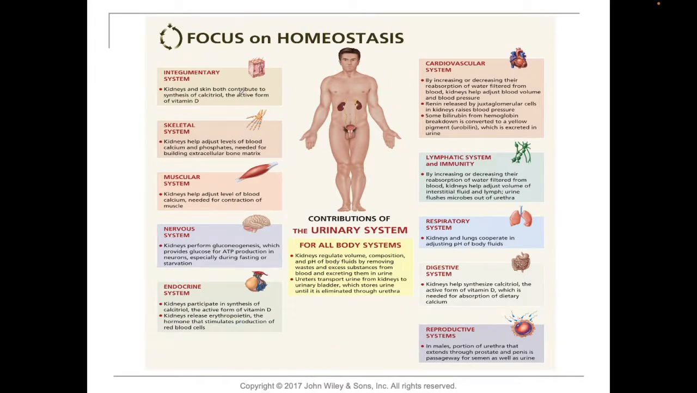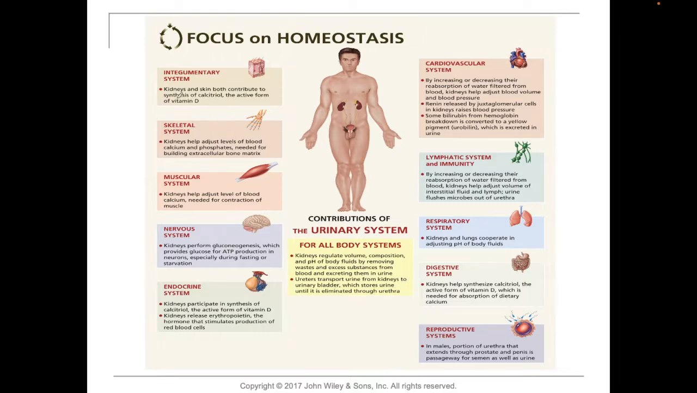Now, just as a quick overview, looking at how important the kidneys are and how they're connected to so many other systems. If we look in the center, the kidneys regulate the volume, the composition, and the pH of the body fluids by removing waste and excess substances from the blood and excreting them into urine. And the ureters transport the urine from the kidneys to the urinary bladder, which stores the urine until it's eliminated.